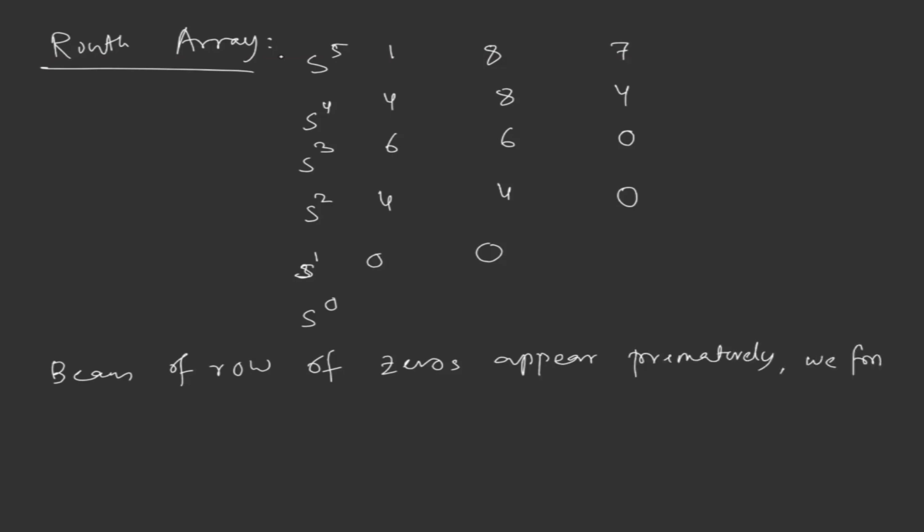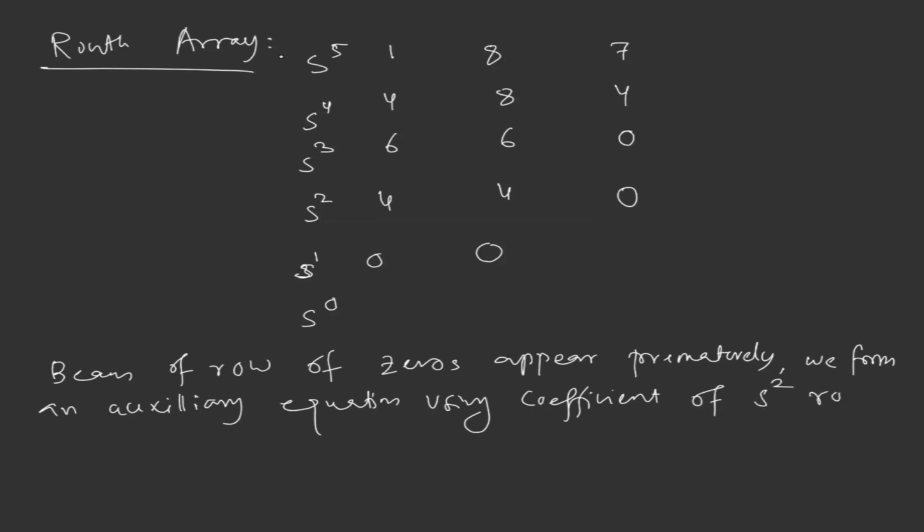we form an auxiliary equation using the coefficients of the s to the power 2 row. This is very, very important. If any row comes out to be 0, then we will choose the previous row and form an auxiliary equation from the previous row.